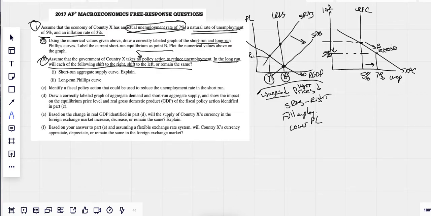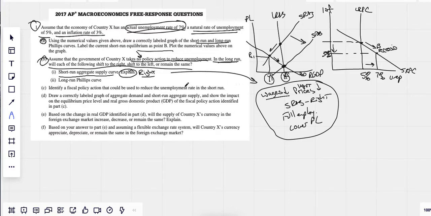This is our sort of classical understanding. If there's no monetary, no fiscal policy action, and we're in a recession, what happens in the long run, right? We went from here to there, back to there. Short-run aggregate supply curve did shift to the right. That gets us 1 point, I'm sure, and then we would explain it using that right there. Long-run Phillips curve is unaffected. There's no change.